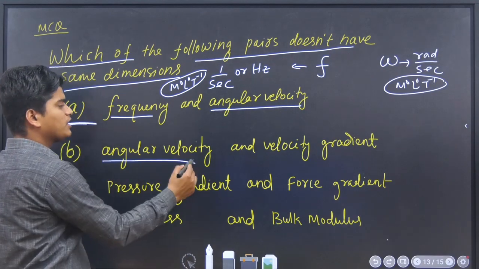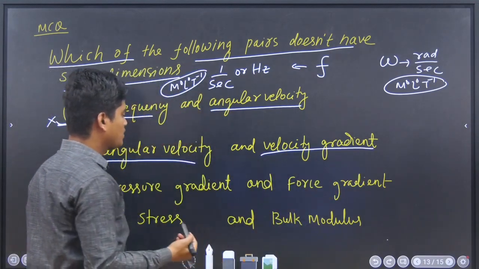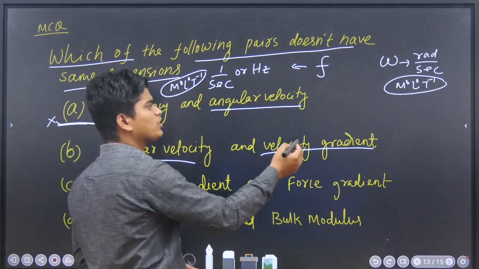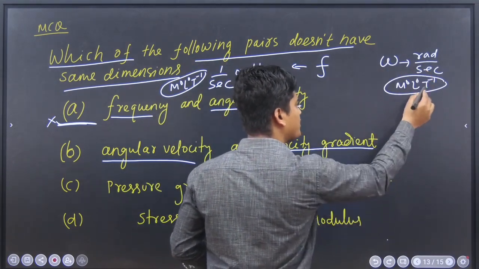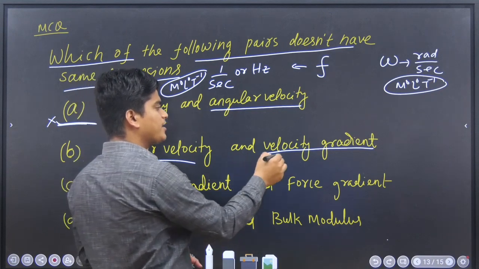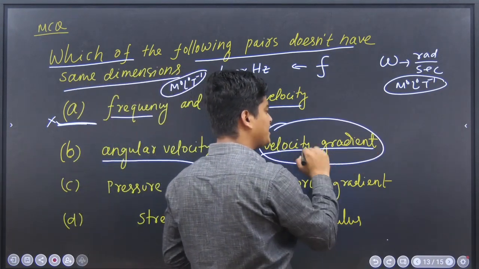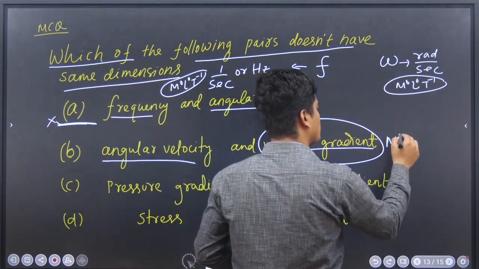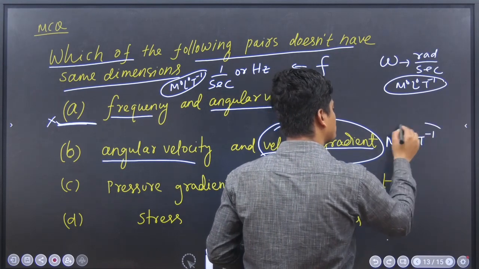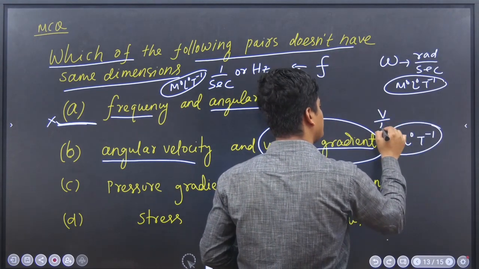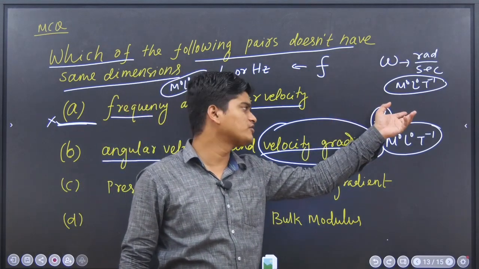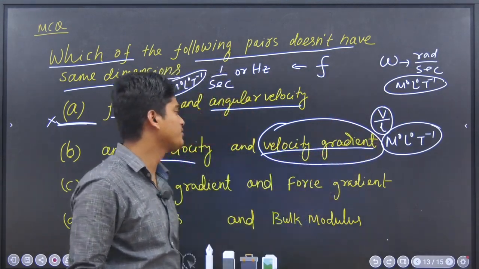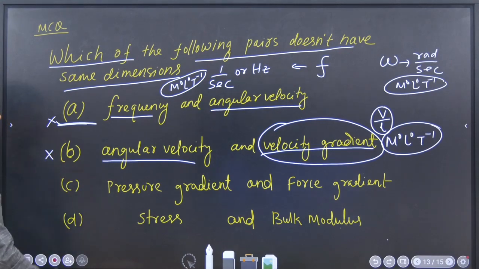Now come to angular velocity and velocity gradient. Angular velocity is omega, which has dimension M0 L0 T to the power minus 1. Velocity gradient's dimension, let us check, is also M0 L0 T to the power minus 1, because it is nothing but velocity by length, which is second to the power minus 1, M0 L0 T minus 1. So this cannot be the answer.